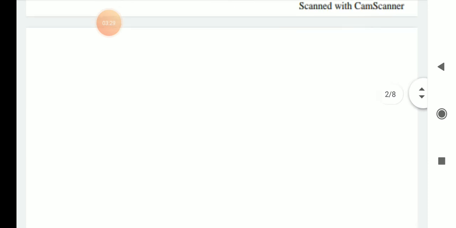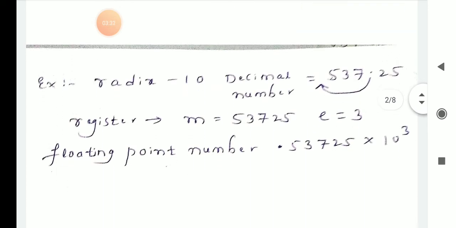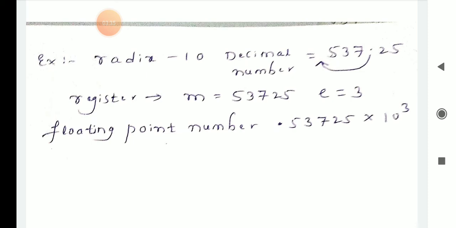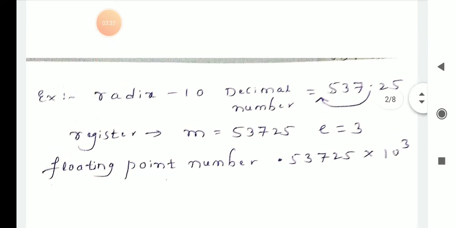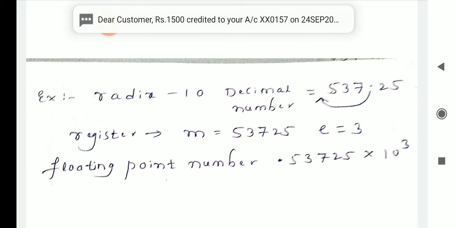Next point, take one example: a radix 10 decimal number, 537.25. Here in the register, m is 53725 and e is 3. How does this 3 come? You have to shift the decimal point 3 times, and so you get e equal to 3. It is just shifting the digits.